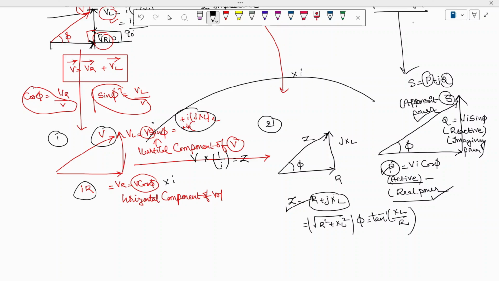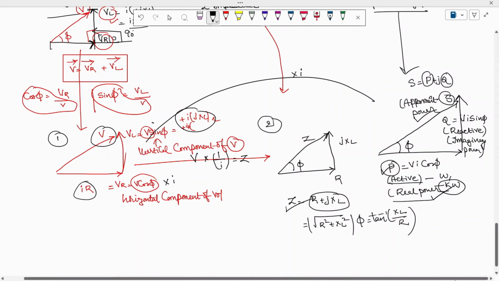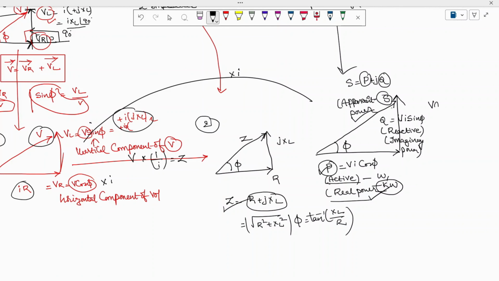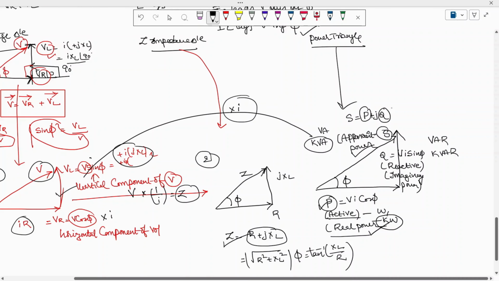The units of active power are watts, or kilowatts. The units of reactive power we can write as volt ampere reactive, or kVAR. The units of apparent power are volt ampere, or kVA. That is how to obtain a voltage triangle. Divide the voltage triangle by current, then you'll get the impedance triangle, and multiply the voltage triangle with the current, then you're going to get the power triangle. This is how to obtain a power triangle for the given problem.